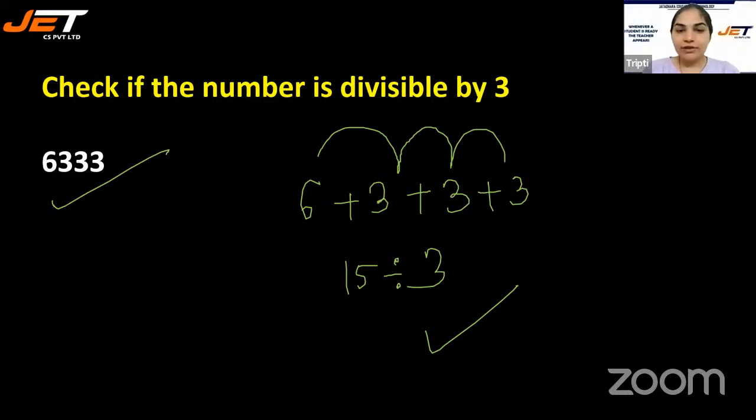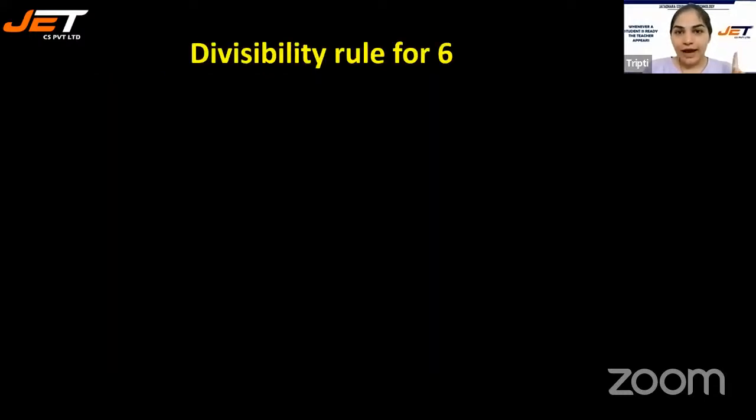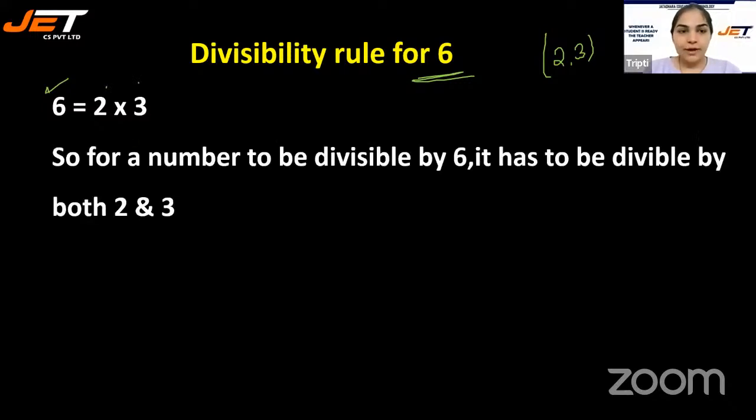So till now, we have learned the divisibility rule of 2 and 3, which is very important to learn the divisibility rule of 6. Now, what does the divisibility rule of 6 say? You know that 6 is equal to 2 times 3. The multiple of 2 and 3 is 6. And the factors of 6 are 2 and 3.